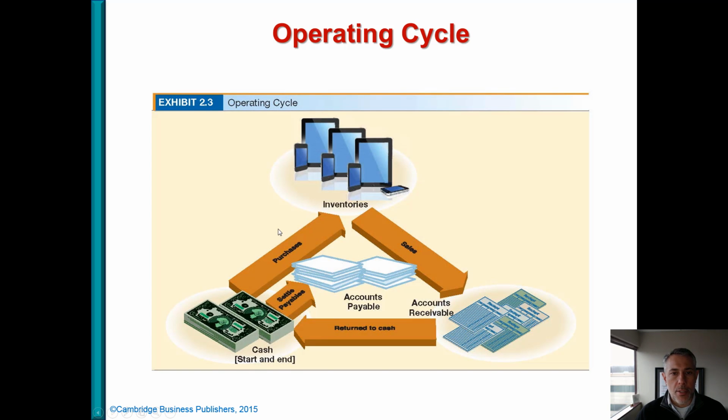Operating cycle, this is a nice little graphic that our authors give us to show inventories becoming sales, sales becoming accounts receivable, fingers crossed, ultimately becoming cash, cash reinvested back into the business to purchase more inventory or settle some of the other accounts payable that we might have on our books. And this is referred to in the accounting cycle as the operating cycle of a business.